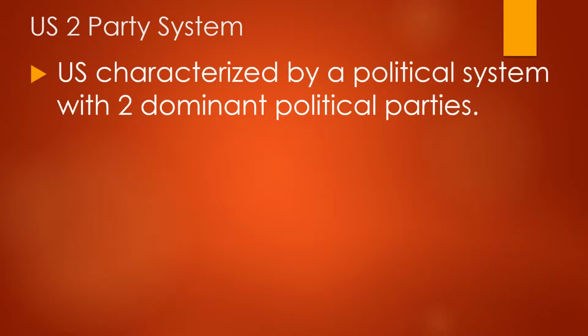This module is really a continuation of the last one in regards to congressional districting, but at this point this is where I like to talk about the U.S. two-party system really as it relates to congressional districting. So let's get started. The United States is characterized by a political system with two dominant political parties, Democrats and Republicans. We all know that, right?